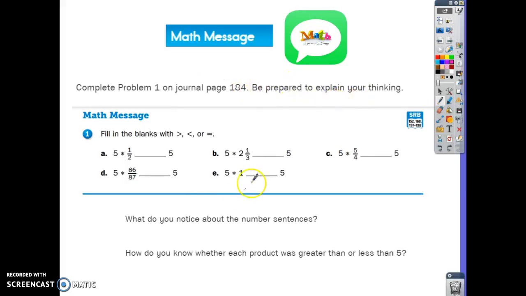So complete page 184. Be prepared to explain your thinking. So here are your problems. 5 times 1/2, is it greater than, less than, or equal to 5? You're doing that for each of these things right here. Hopefully you start to recognize a pattern that's going to happen here. What do you notice about the number sentences? And how do you know whether each product was greater than or less than 5?